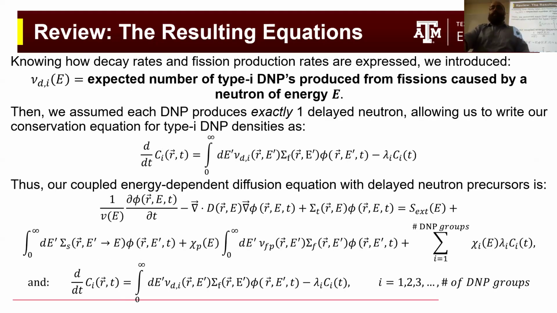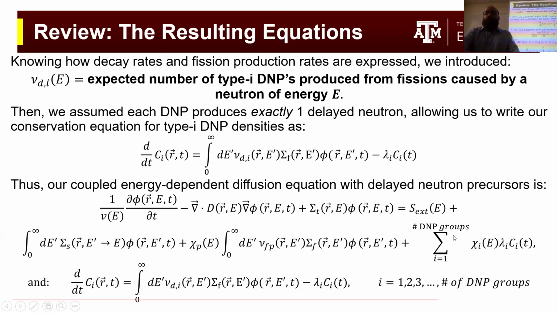So we introduced something like nu F. It's the number of delayed neutrons that come out of each precursor of type I. And then we assume that each delayed neutron precursor of type I produces exactly 1 delayed neutron, so that this quantity is basically equivalent to the number of delayed neutrons that are emitted for each type I precursor group. So then the rate of change of our precursor density looks like a fission production term minus a decay rate.